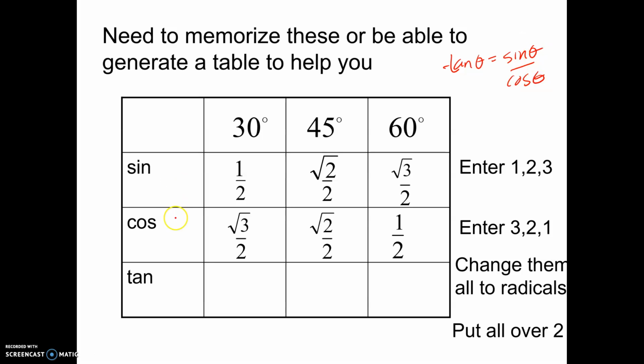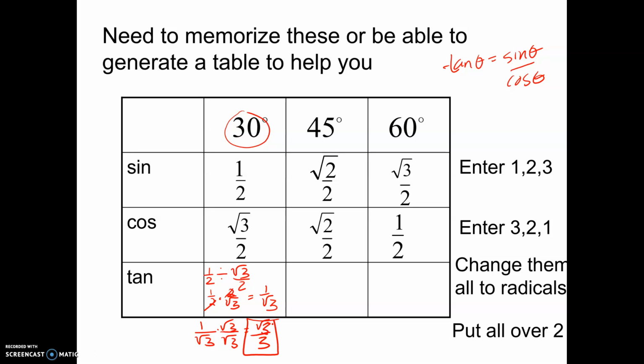And if you notice, sine and cosine are on top of each other right here. So if I want the tangent of 30, I just take 1/2 and divide it by radical 3 over 2, which ends up being 1/2 times 2 over radical 3. The 2's cancel. I get 1 over radical 3. But you're not allowed to leave that radical in the denominator, so you rationalize it. And you get radical 3 over 3. And eventually over time, you'll end up memorizing the tangent of 30 is radical 3 over 3.